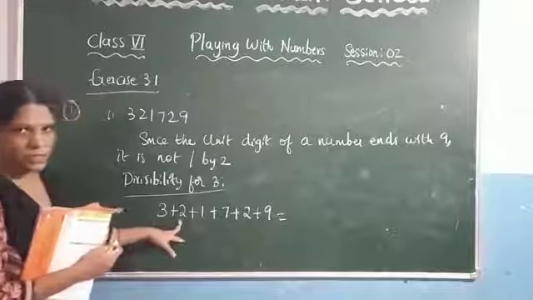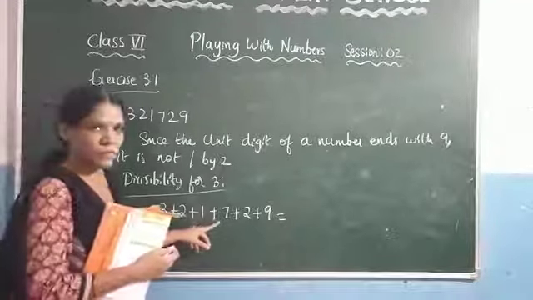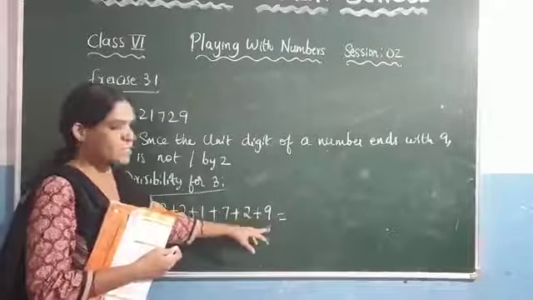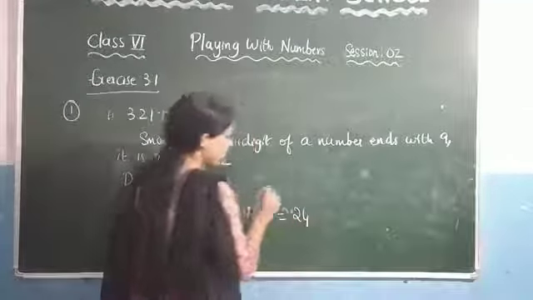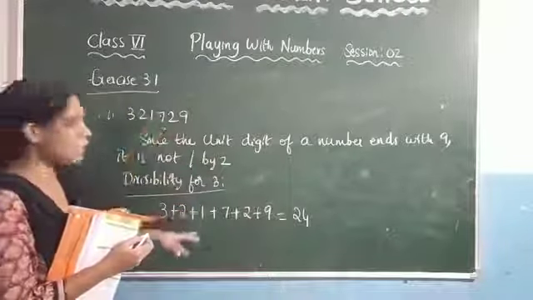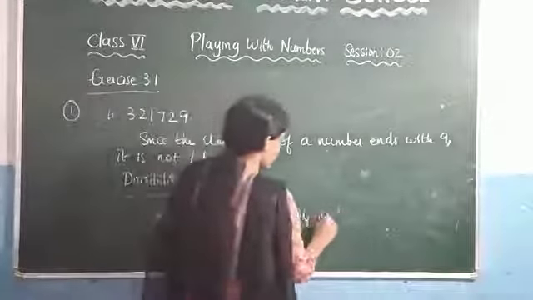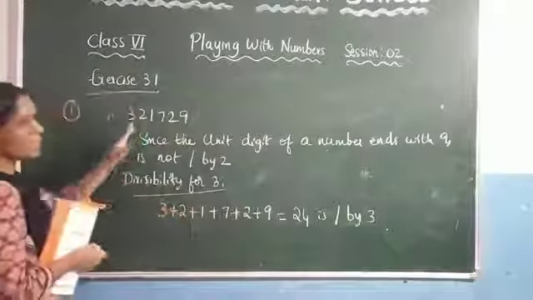3 plus 2, which is 5. 5 plus 1, which is 6. 6 plus 7, which is 13. 13 plus 2, which is 15. 15 plus 9, which is 24. So here you got the result as 24. You know that 24 is divisible by 3, because in the 3 table you will get 24. 3 eights are 24. So we can say that this 24 is divisible by 3. So this number is divisible by 3.